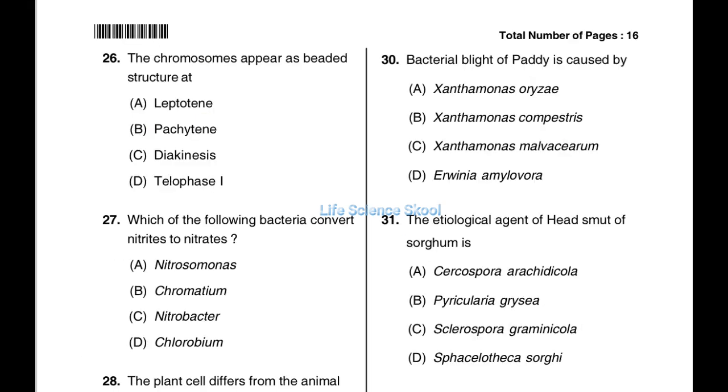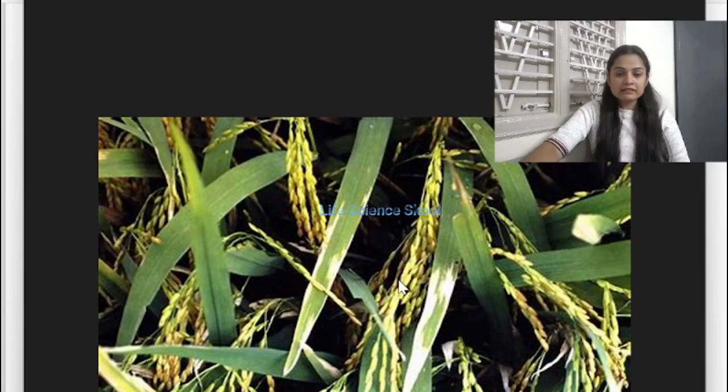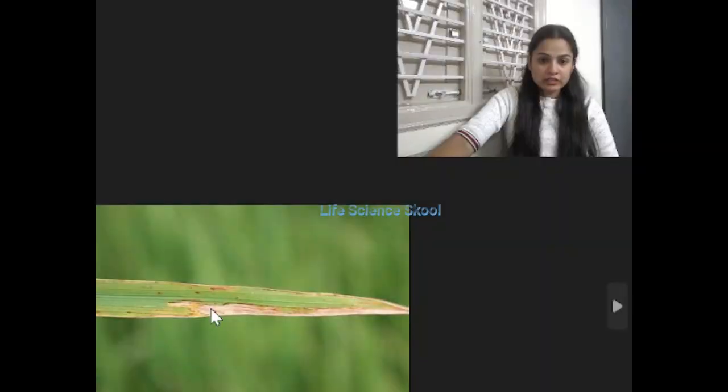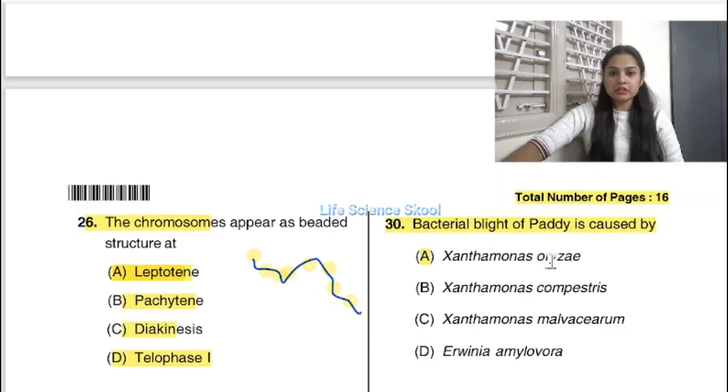Moving on to the next question, 30th one. Bacterial blight of paddy is caused by option A Xanthomonas oryzae, option B Xanthomonas campestris, option C Xanthomonas malvacearum, option D Erwinia amylovora. Here you can see Xanthomonas in paddy, the white patches. So this bacterial blight of the paddy is caused by Xanthomonas oryzae. You can see spots like this. In this diagram you can see it becomes dry. So it is caused by Xanthomonas oryzae. Option A is the correct answer.